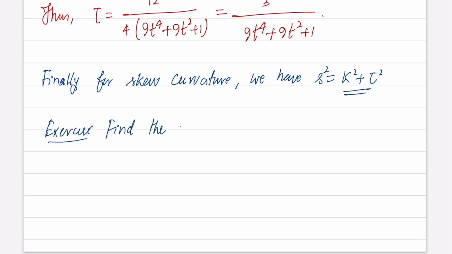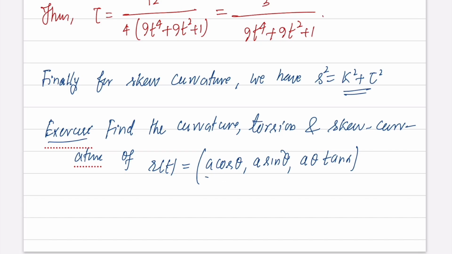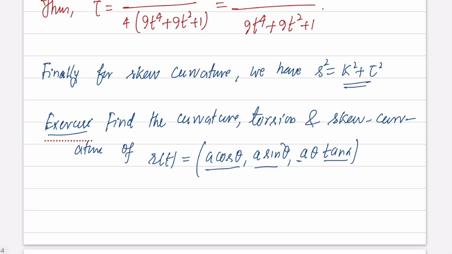Find the curvature, torsion and skew curvature of the curve r of θ equal to (a cos θ, a sin θ, a θ tan α). In fact, this is also a right circular helix, because the first two coordinates represent a circle and the third coordinate is a tan α times θ, where a tan α is a constant and θ is a variable here.